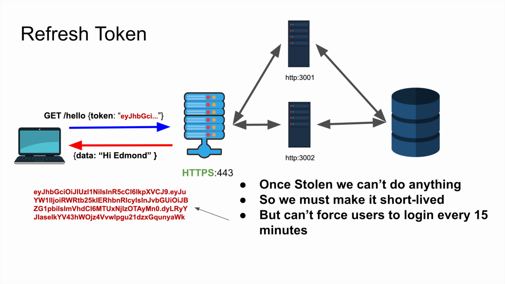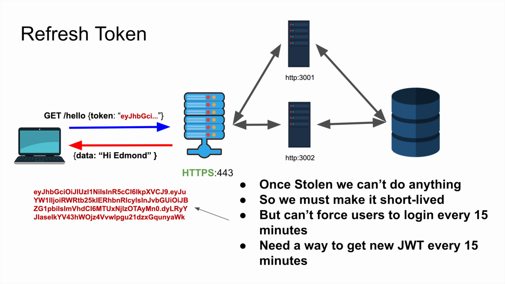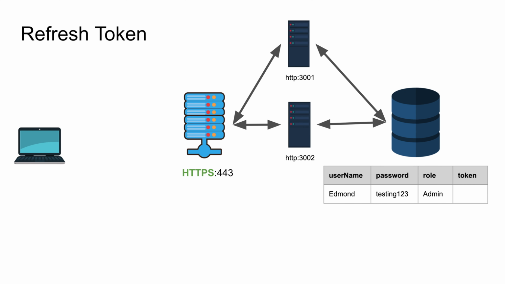That's just dumb. Well, banks do that, and that might be a good idea. But imagine if Facebook forced you to log in every 15 minutes. That's just dumb. So we need a way to get a new JWT token every 15 minutes. Thus, refresh tokens were born. And what are refresh tokens? They're exactly like sessions. Yes, I said it.